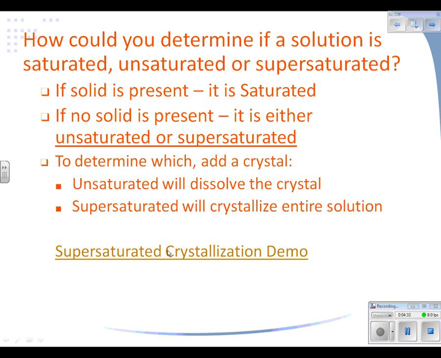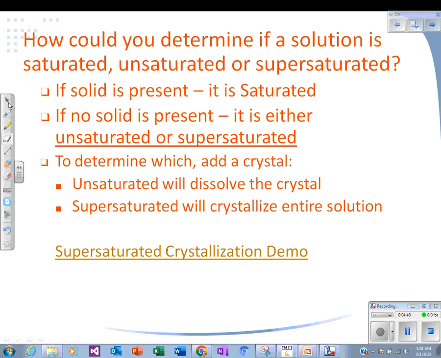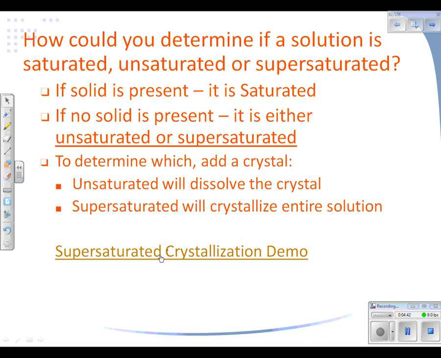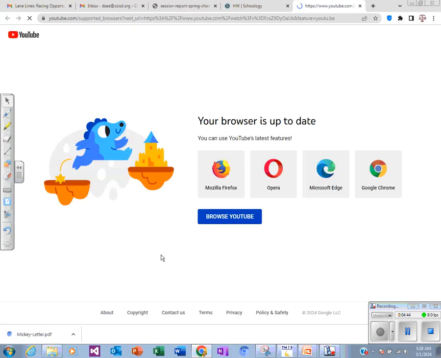And I don't know if this will let me play this while I'm recording. I don't think it will. Maybe it will.